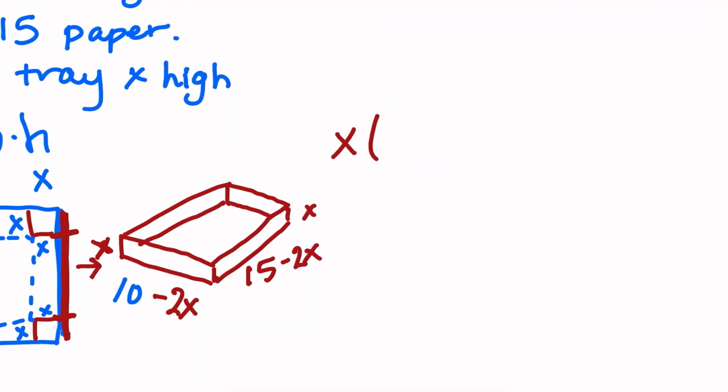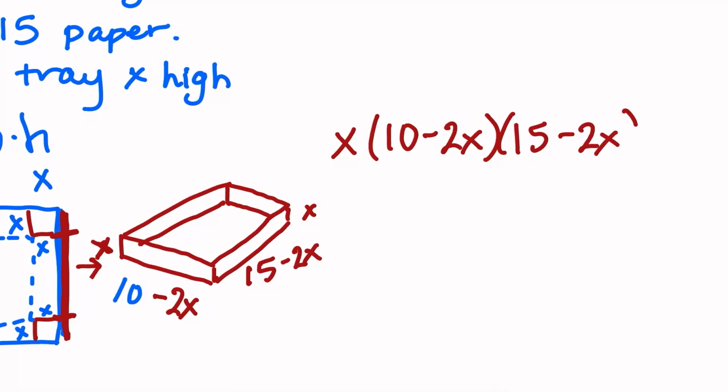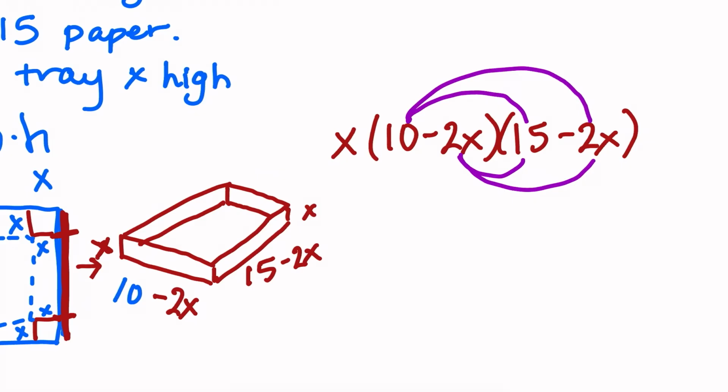X multiplied by 10 minus 2x and multiplied by 15 minus 2x. And now it's just multiplying. This is my preferred way of multiplying this one, I like to use the claw. So we're going to do 10 multiplied by 15, 10 multiplied by -2x, -2x multiplied by 15, and -2x multiplied by -2x. And I'm going to leave the x in front.